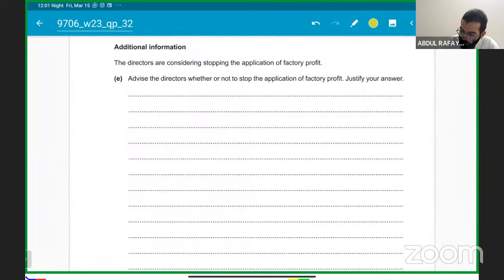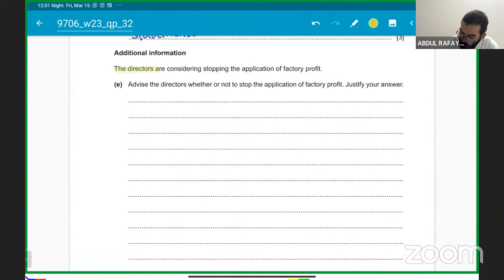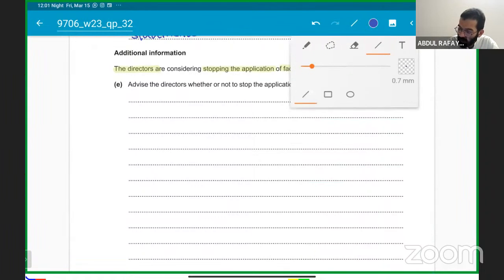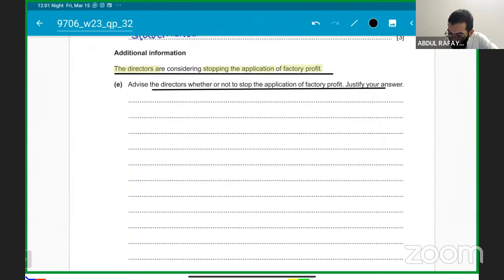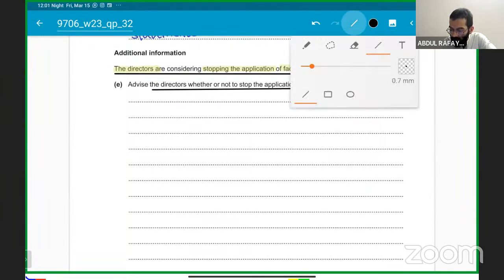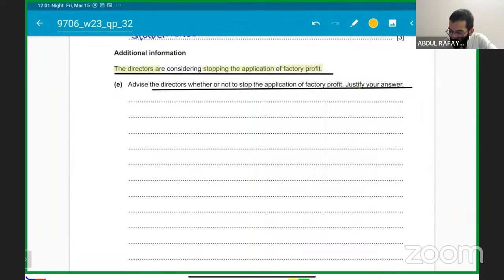And the last concept will be that the directors are considering stopping the application of factory profit. We have to advise the directors whether or not to stop the application of factory profit. For 5 marks, we have to justify our answer. So we have to write the benefits and the drawbacks, both of them. Why we should stop the application of factory profit and why we should not stop it. Getting it, guys? Everyone following with me?